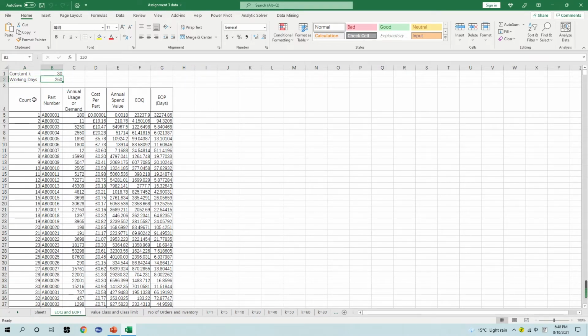So the first step that we need to do is to calculate the annual spend value.